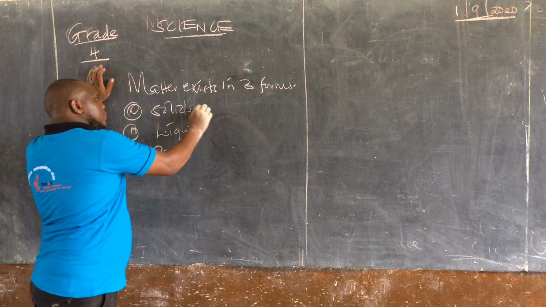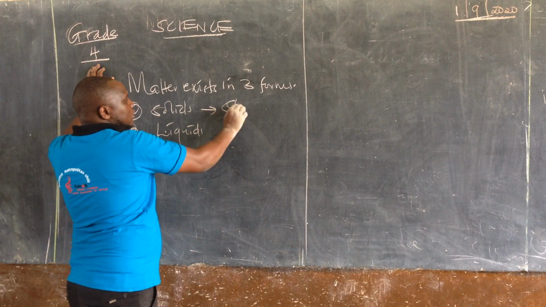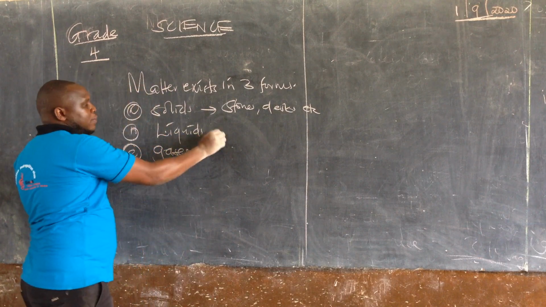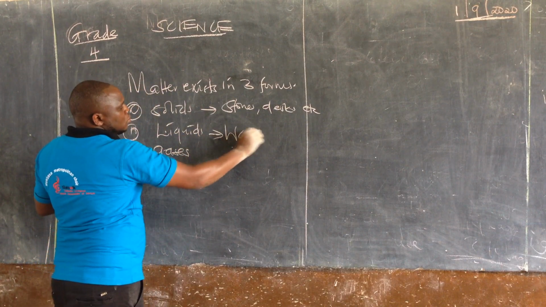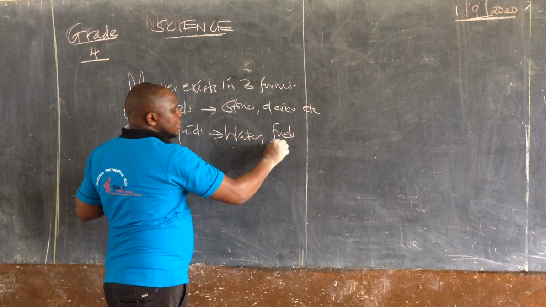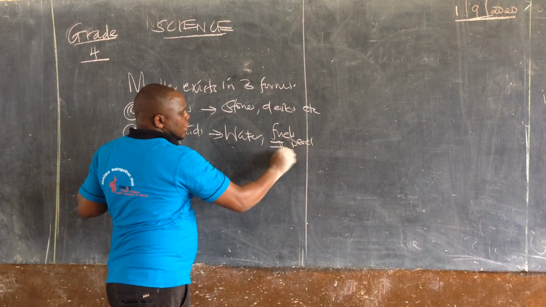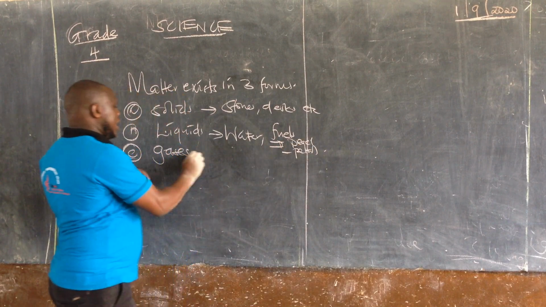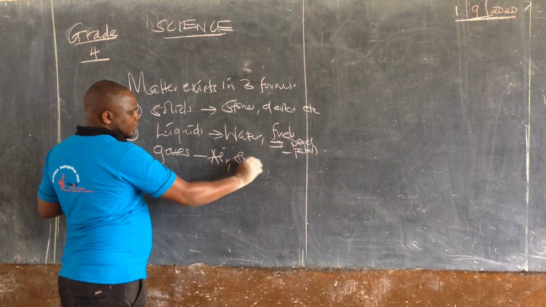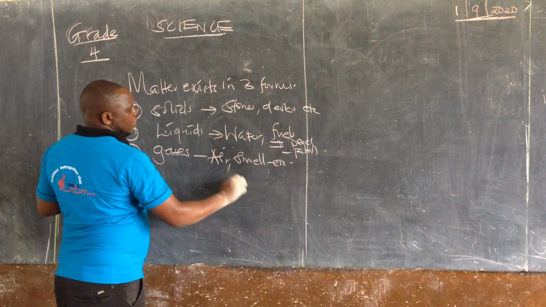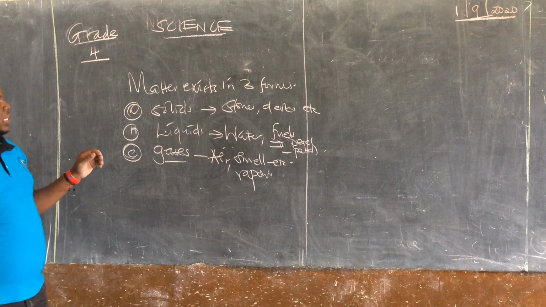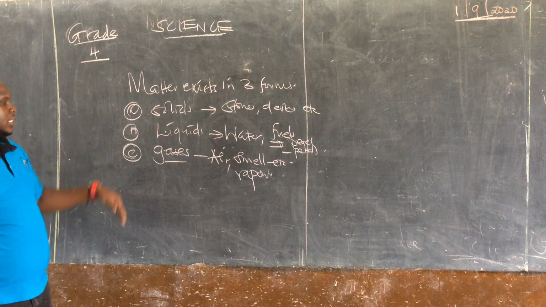So we said examples of solids are stones, desks, etc. I'm going to give a few examples. Liquids, we have water, the commonly used liquids, and then the fuels. The fuels in this case include diesel, petrol, etc. And then we have gases, which include air, smell, vapor. All these are examples of gases. And we also say that these have different characteristics.